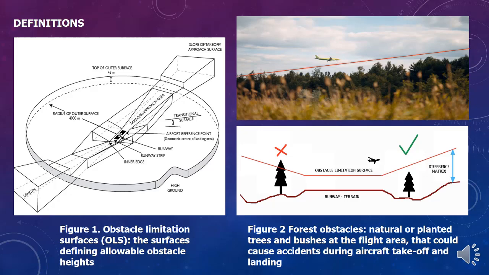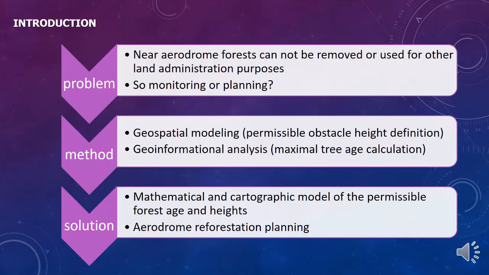And here we will consider natural forest or garden vegetation as it needs to be under control. First of all, let's look at the problem and the possible solution. Many European aerodromes and airports are located in areas densely covered with forests. So, tree and bush vegetation should be under periodic monitoring because of their growth to provide flight safety.